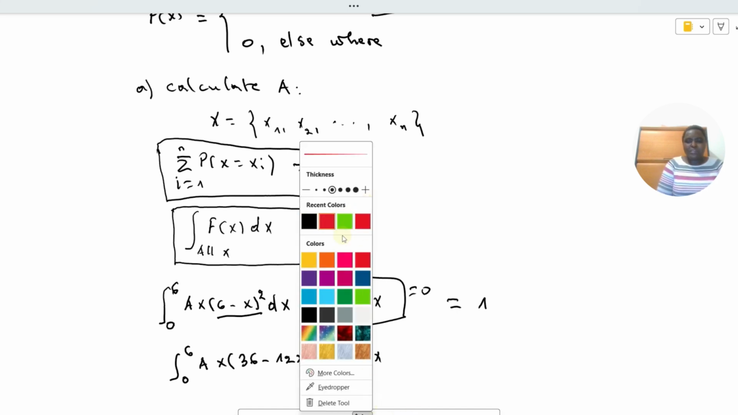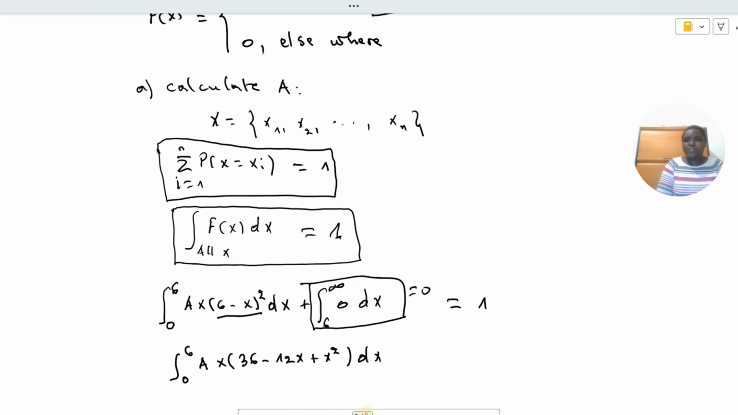This is something that everybody has to know. (a plus or minus b) squared is equal to a squared plus or minus 12... not 12. Where do I get 12? Because I have 6 there. So plus or minus 2ab and plus b squared.